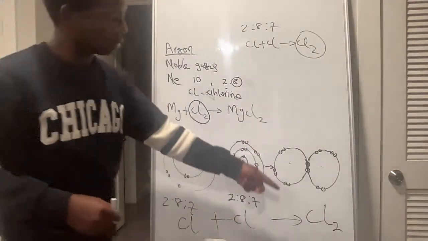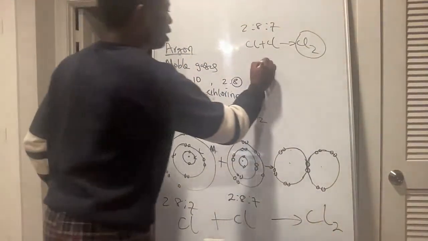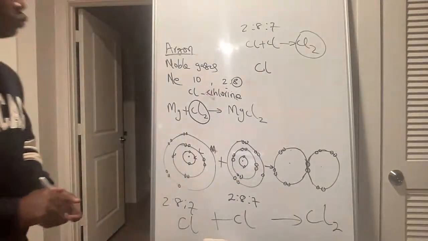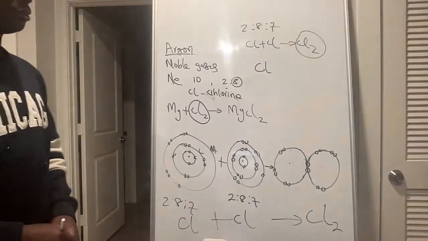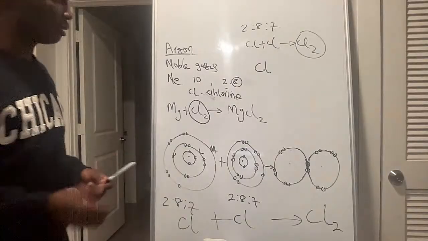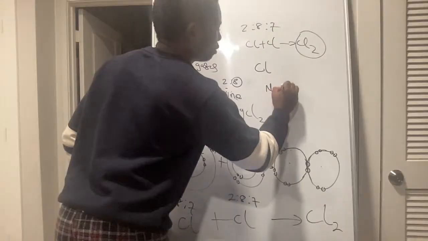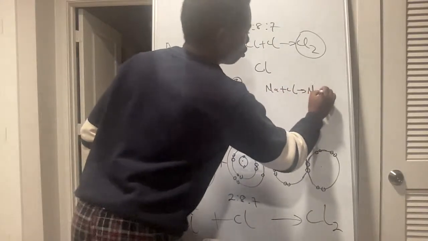So this chlorine, Cl2, is very stable, unlike Cl. This is very stable in air. So this is the form in which chlorine combines. So now let's look at when sodium reacts with chlorine, it's going to give us what? Sodium chloride.